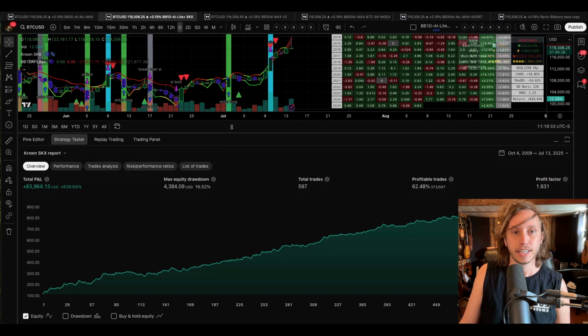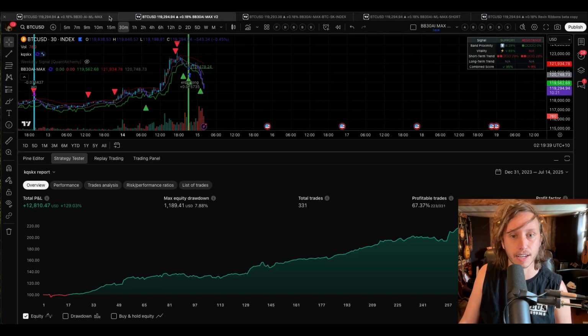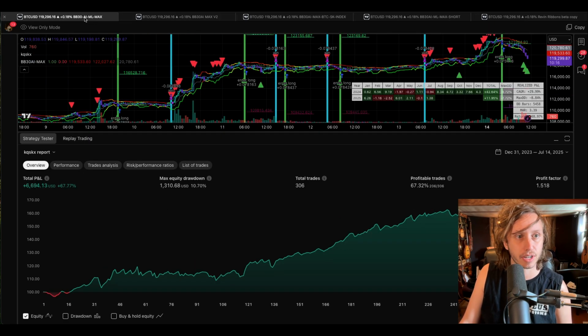So it's not a bad idea to have a percentage stop loss on there. Anyway, we're going to keep going from here and look at a couple others. So this is the max. We looked at the max. We're going to look at another version of the max. This one took a few more trades here recently.